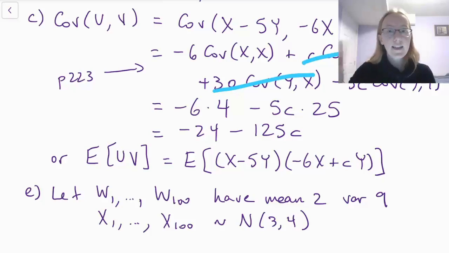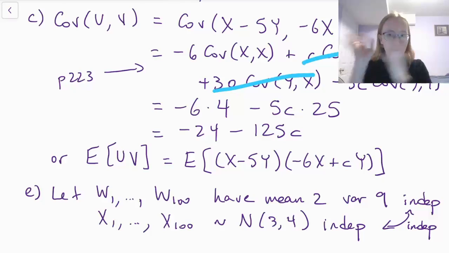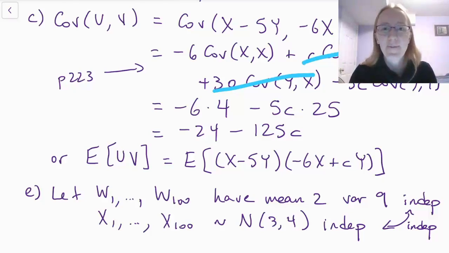And we're assuming that the w's are independent of each other, the x's are independent of each other, and the x's are independent of the w's. That's another assumption. So each set of w's are independent, the x's are independent, and they're cross-independent as well.